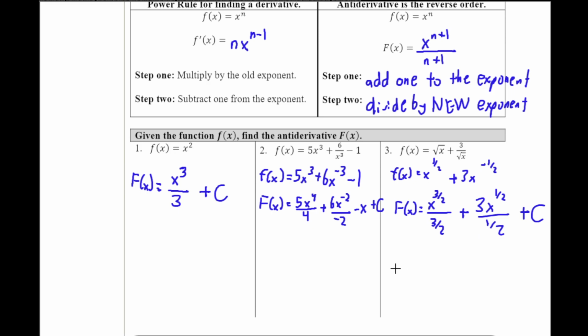You can leave it like this, but if you want to do the next step, x to the 3/2 divided by 3/2 is just a 2/3 in front, plus 3 divided by 1/2, that's a 6, x to the 1/2 plus c.